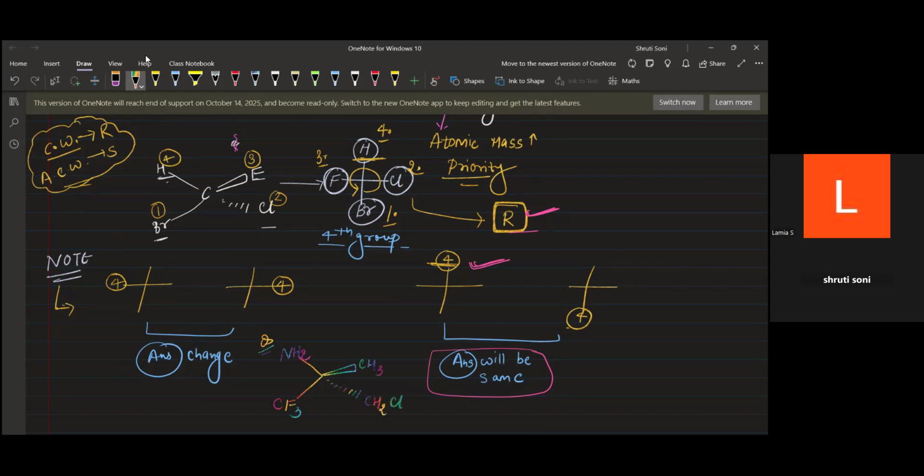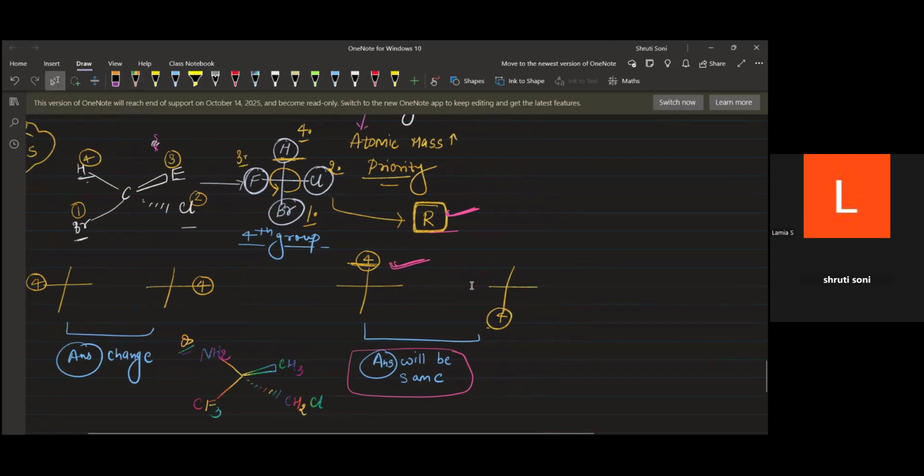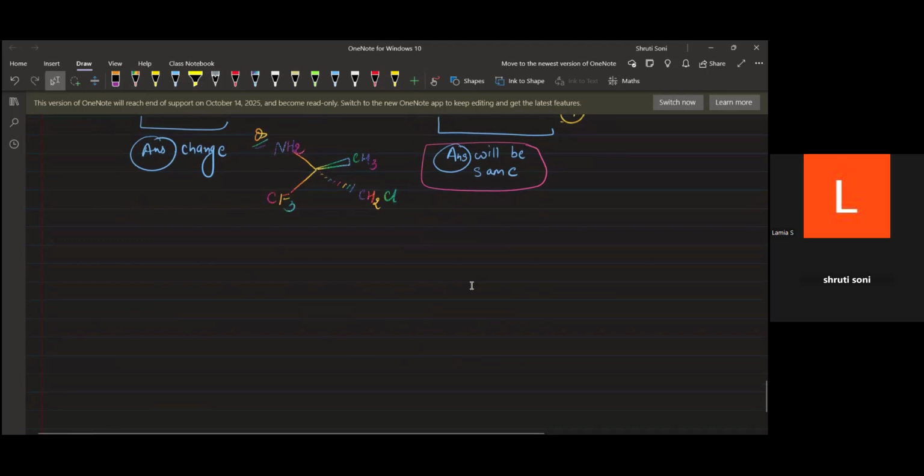Firstly, convert this molecule into the Fischer form. Okay. Let's see. Into the Fischer form. So where would I write? And then okay. Let's see.